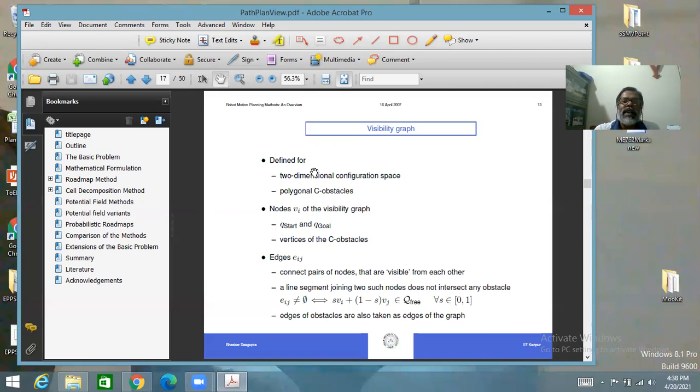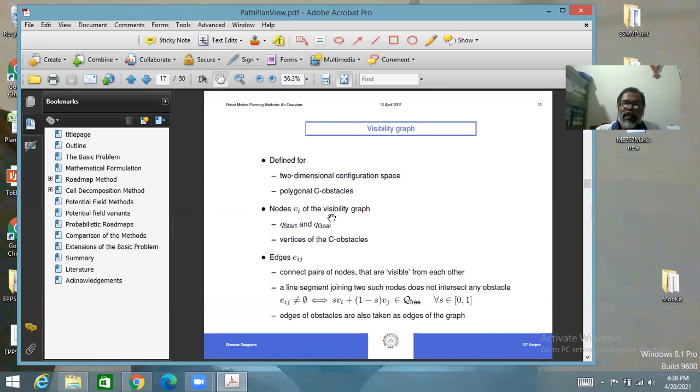So how does it work? It works based on visibility actually, as if obstacles are opaque. Considering obstacles as opaque, if you can connect 2 points without crossing an obstacle, it is equivalent to 1 point being visible from the other. So that is why it is called visibility graph.